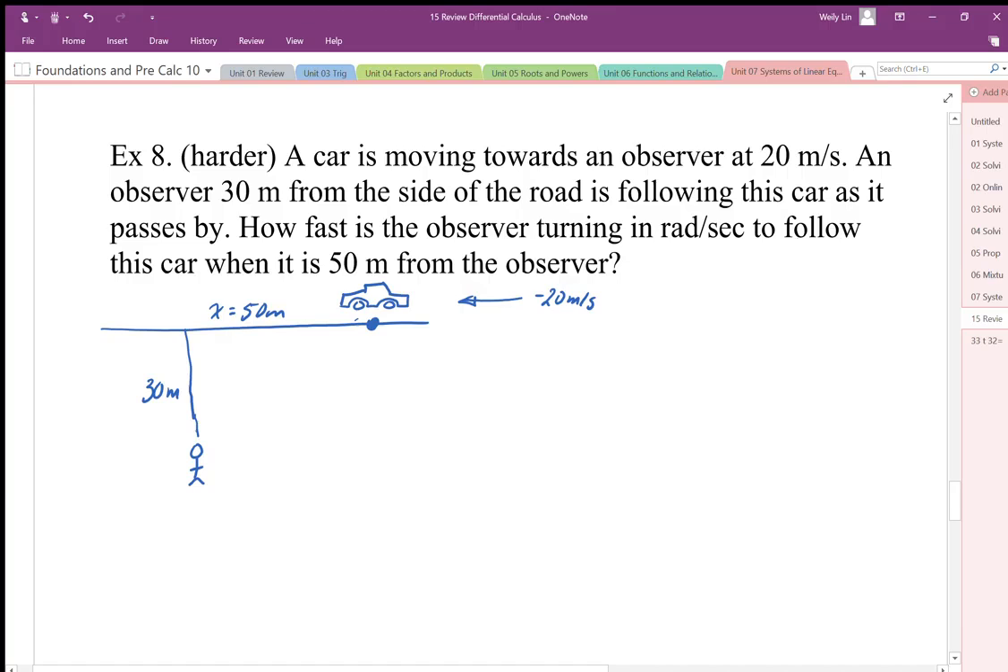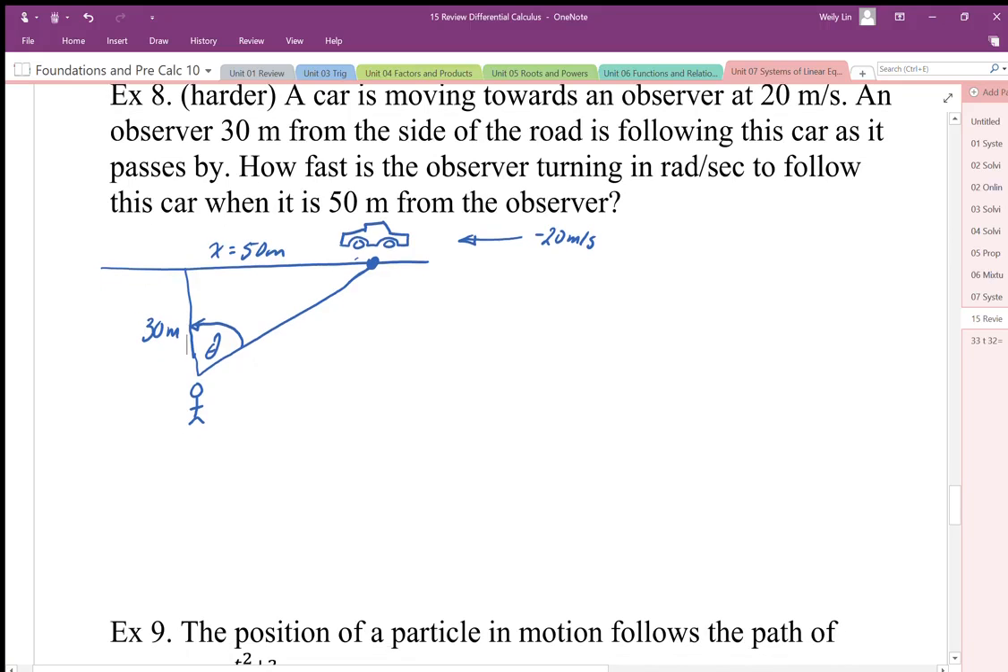So they're turning to follow the car. So there's their angle of observation, which we'll call theta, and they're turning as the car is moving along this road. And we want to know the rate at which they are turning, or d theta by dt. So we need to come up with a relationship that relates this x distance and this angle. Okay, and we're going to do that through the tan function because we have the opposite and adjacent sides to that angle.